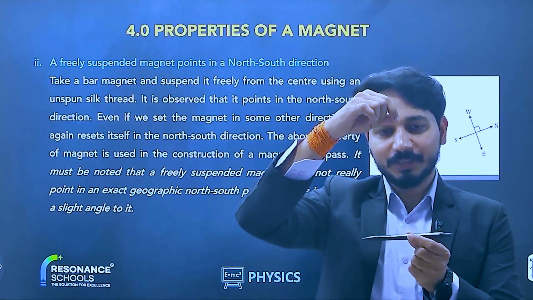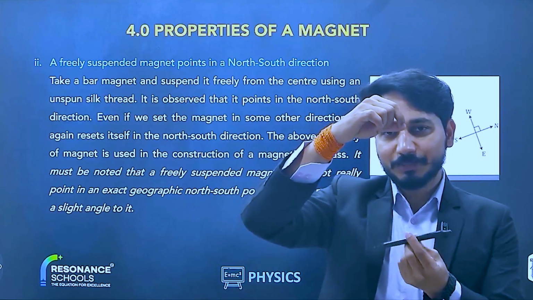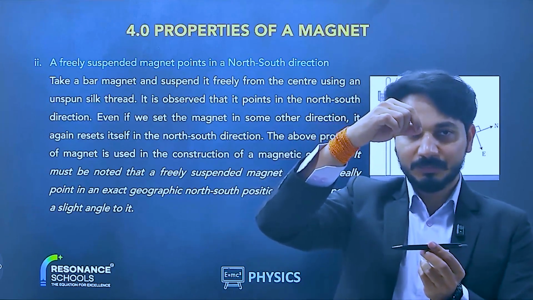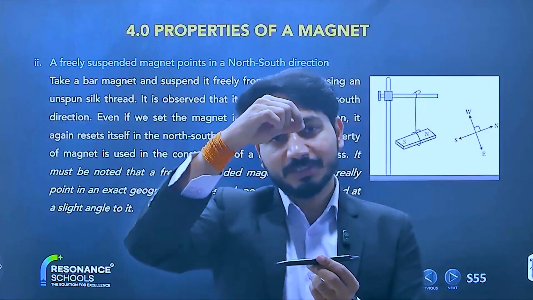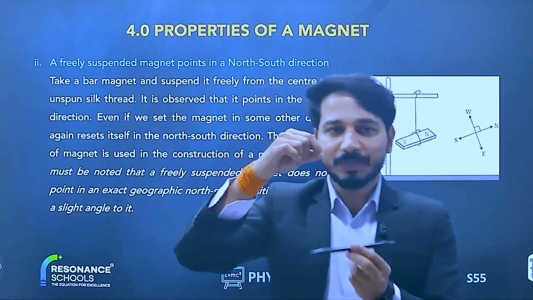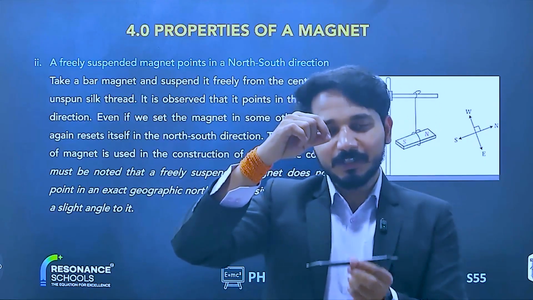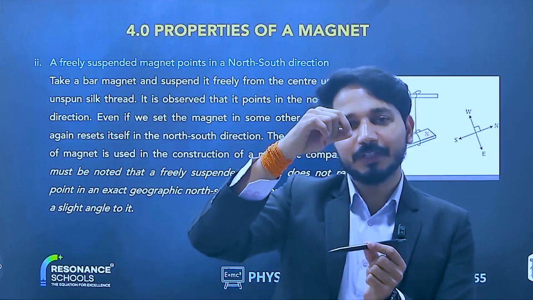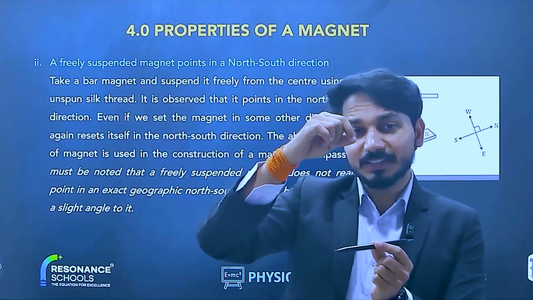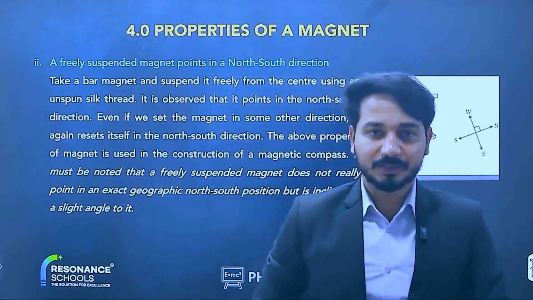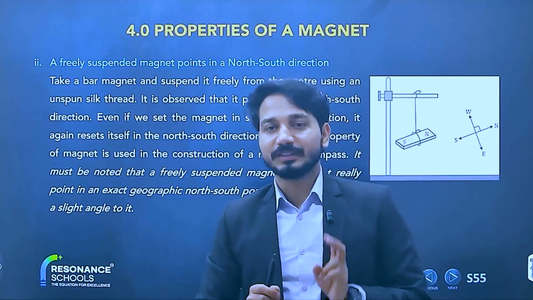If you leave this, after some time you will find this magnet starts resting in actual north-south direction. It will start resting in north-south direction. This is the property of a bar magnet. Whenever the magnet is just hanged freely, suspended means just left freely, it will always rest in north and south direction. Right? This is the property of magnet, second property.